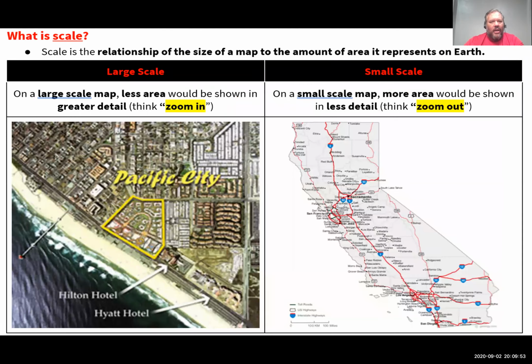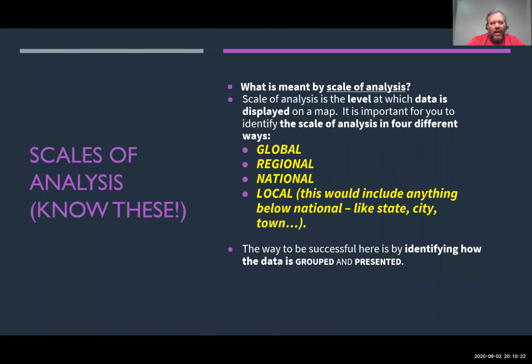All righty. So real quick, a large scale map would be where you can zoom in. And so this is Pacific City. So we can see a lot of detail there. A small scale map is when we zoom out. And so this would be an entire map of California. That would be a small scale. If we zoomed further out and just looked at the US, that would be an even smaller scale. If we looked at the Western Hemisphere, even smaller, you get the idea. All righty. Now, well, they're all important, but this one is definitely going to be an important one for you.